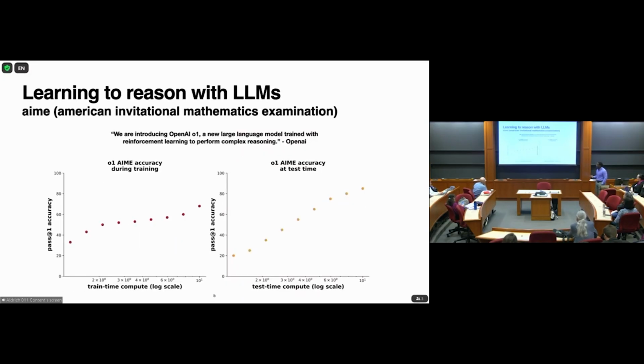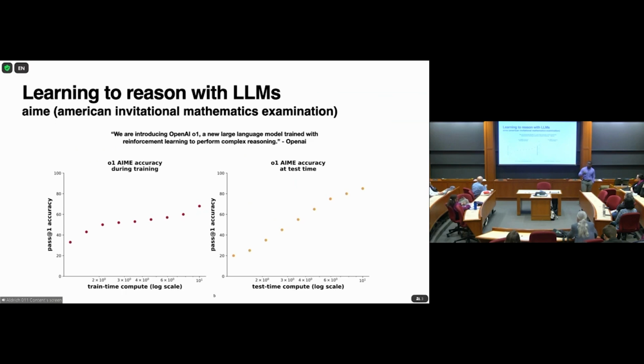And so again, there's this big surge in reasoning language models. I'm taking a quote from OpenAI's blog. It says, we are introducing OpenAI o1, a new language model trained with reinforcement learning to perform complex reasoning. And so this new wave of models, what we're taking advantage of is this idea of test time compute.